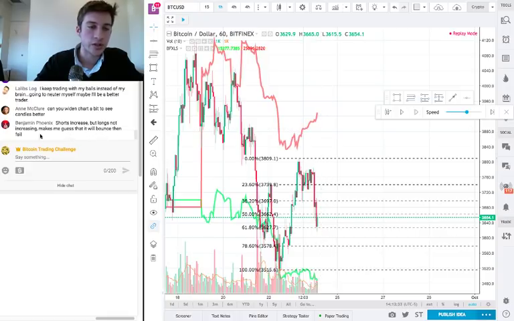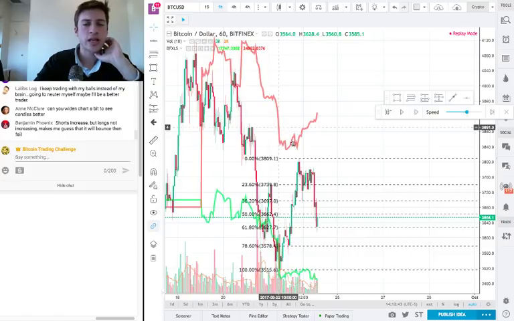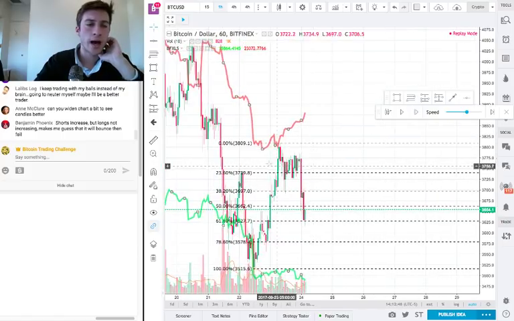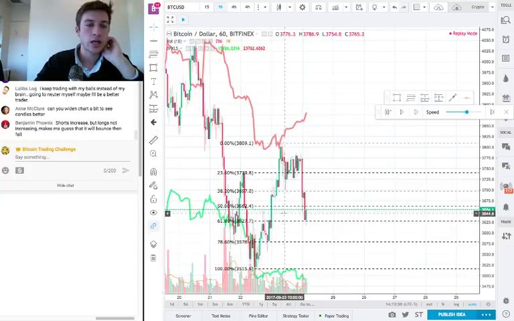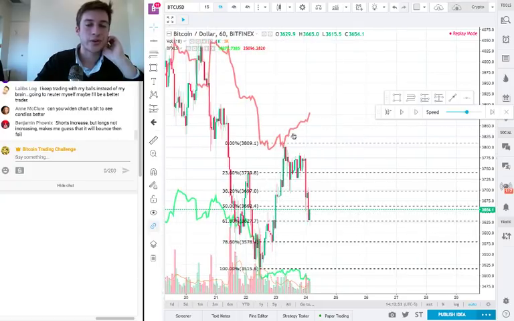Can you widen the chart a bit to see candles better? Yeah, it's kind of hard, though, because that's the most I can really widen it. Shorts increase, but longs not increasing makes me guess that it will bounce then fail. Interesting. Okay, what else do you guys think? Honestly, based on the candlestick, I'm looking like downtrend. Yeah, that's fair. So shorts are increasing, but longs are not increasing. You guess it's going to bounce then fall.